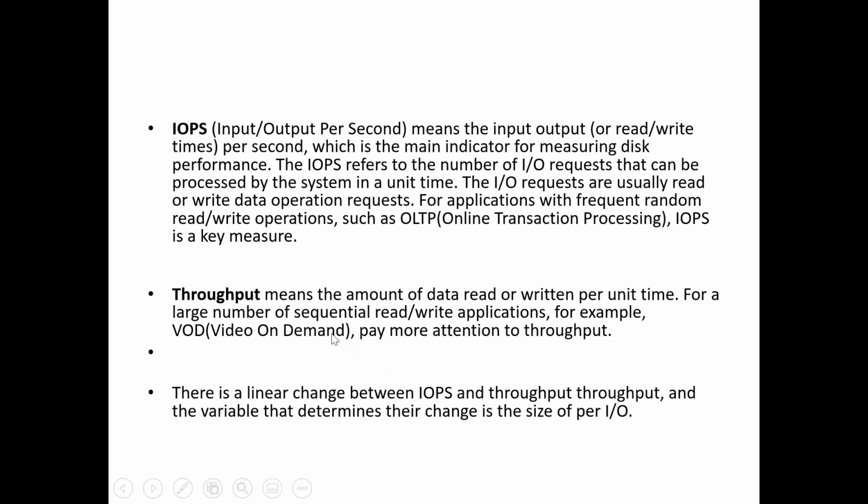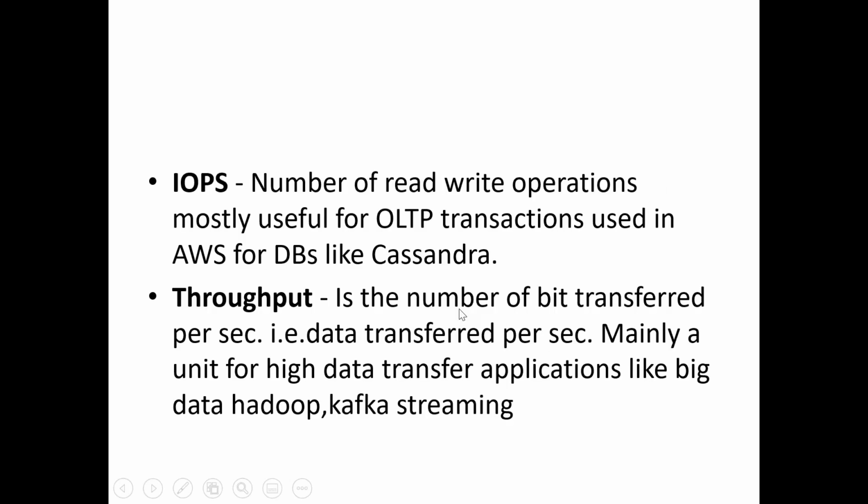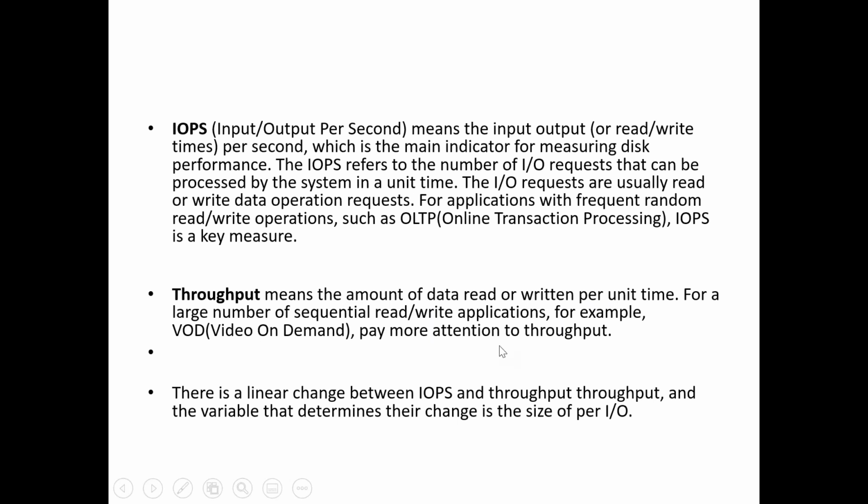So the next thing is throughput. It is nothing but the amount of data read or written per unit time. For example, for sequential read and write operations, right? So video on demand, right? So where it is nothing but the best example is like live streaming applications, I can say, because there the more important thing is enta frequent or enta up to date ga data transfer avutundi anedi akkada critical factor.